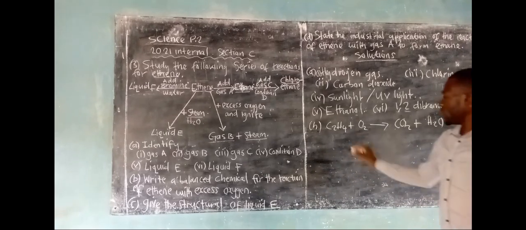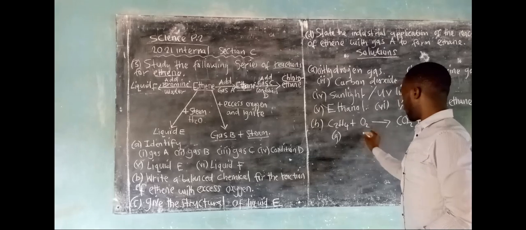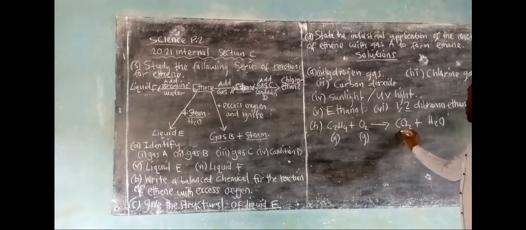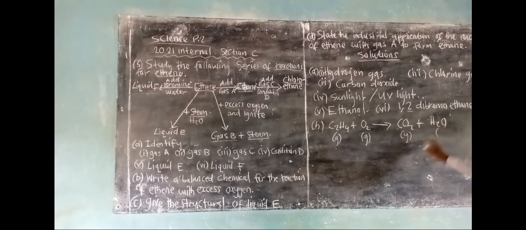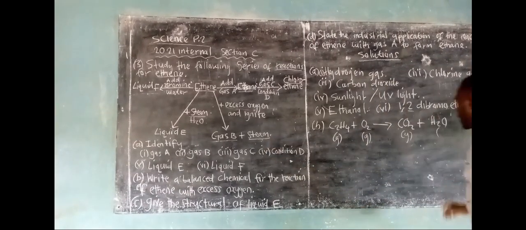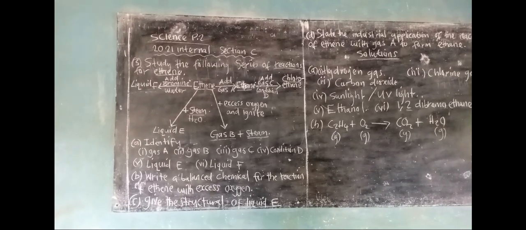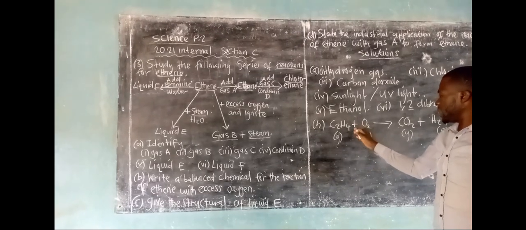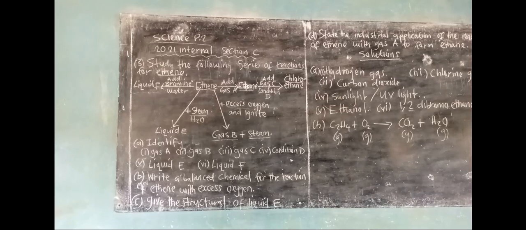Okay, so this ethene is in gaseous state, oxygen is in gaseous state, carbon dioxide in gaseous state. Also this one, since they have said it is steam, you can also say it is in gaseous state. Now we balance it. Okay, so how do we balance it? We balance the atoms on the left side and on the right side so that they may be equal.